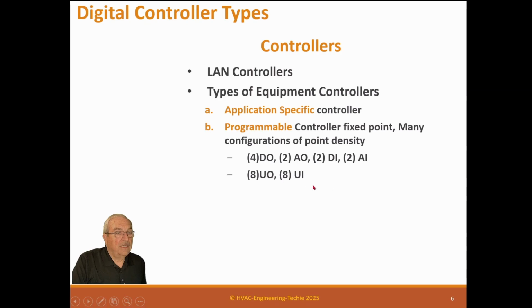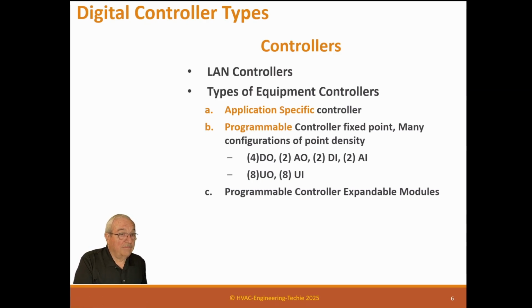or something. You might have 8 UO, universal outputs and universal inputs, which you can configure one way or the other. Or you might have very large, 64 and 64, very large point capacity. Programmable controllers can have expansion modules that allow you to add points. Like I say, if you've got a 16-bit controller, you've got lots of horsepower, so you can probably add some more points into that.